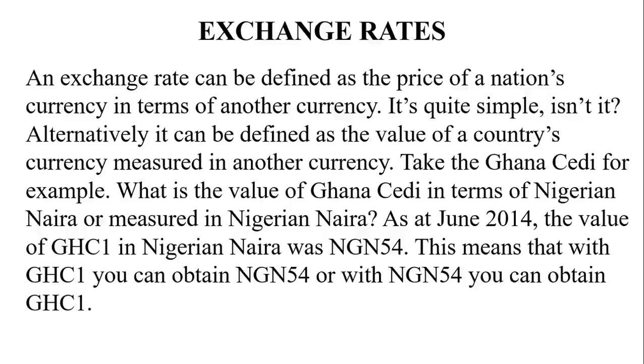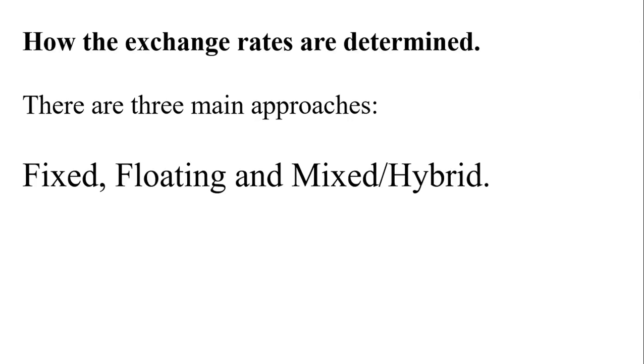Take the Ghana cedi for example. What is the value of Ghana cedi in terms of Nigerian naira, or measured in Nigerian naira? As at June 2014, the value of one Ghana cedi in Nigerian naira was 54 Nigerian naira. This means that with one Ghana cedi you can obtain 54 naira, or with 54 naira you can obtain one Ghana cedi. It carries the idea that hey, the cedi is stronger than the naira. So that is exchange rate.